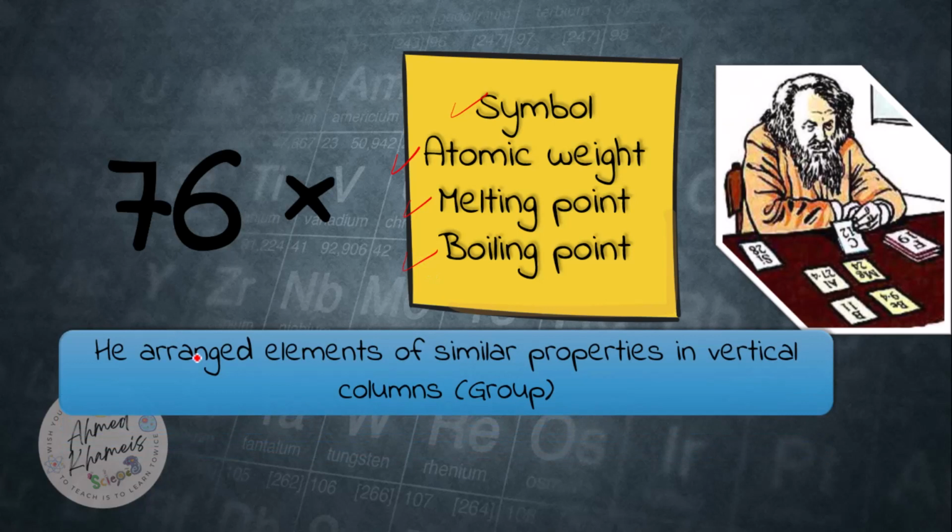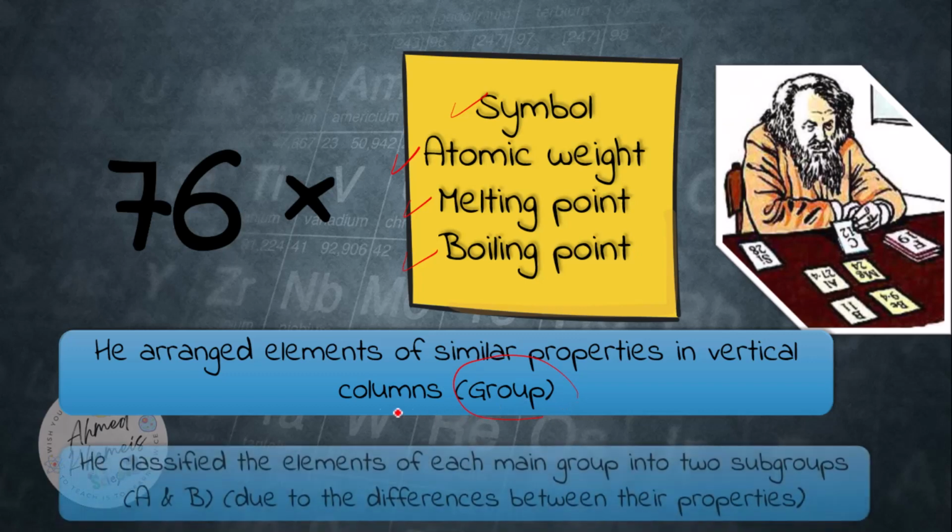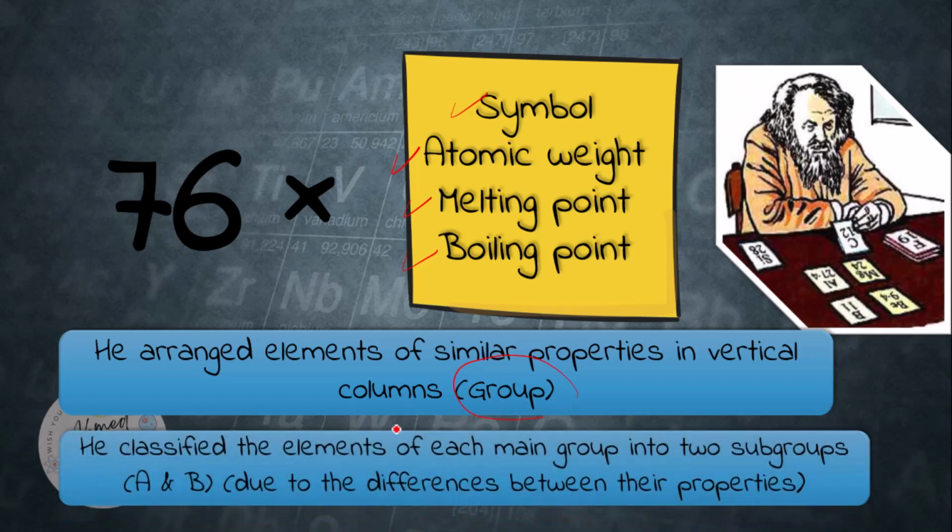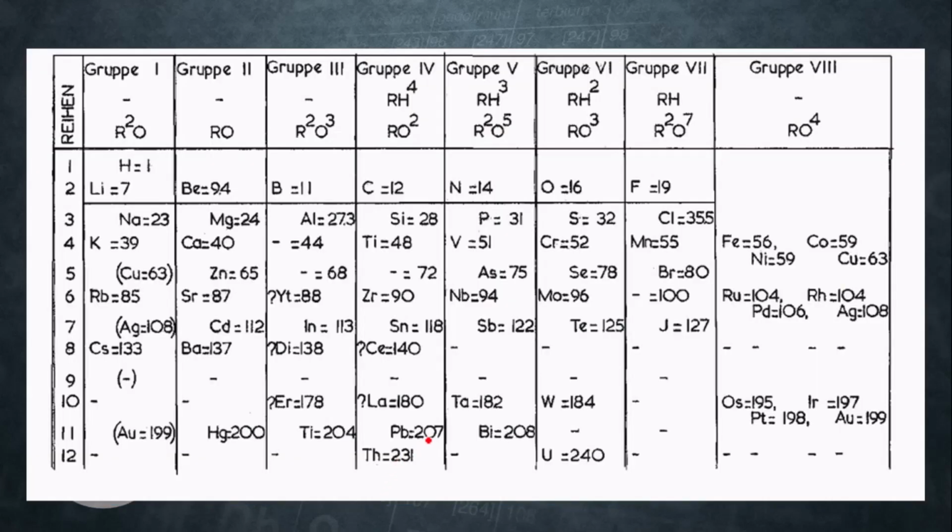Then he arranged elements of similar properties in vertical columns, which we call groups, and he classified the elements of each main group into two subgroups, group A and group B, due to the difference between their properties. So this is the periodic table of Mendeleev, with the groups and each group's A and B subgroups.